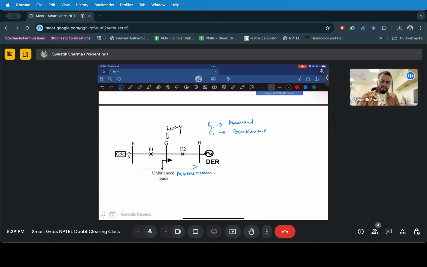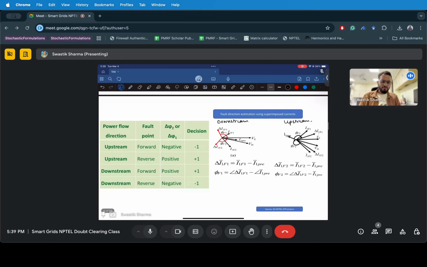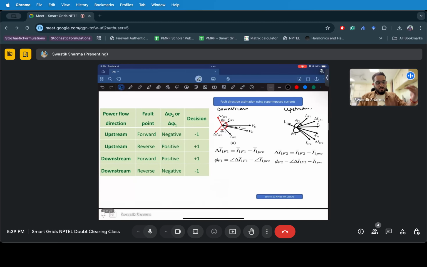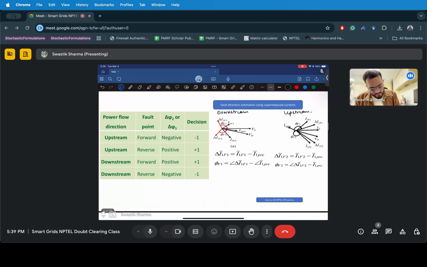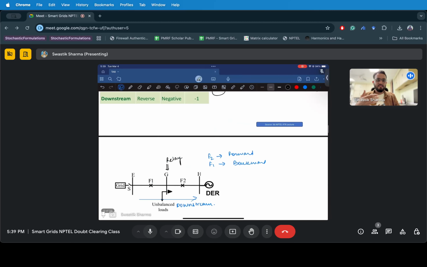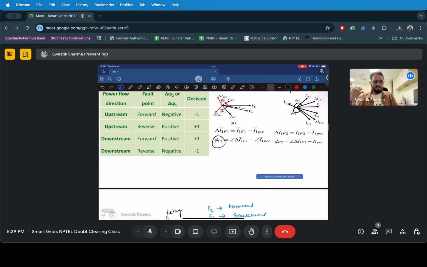But how does this translate to this value mathematically? Because relays can only do mathematical calculation, right? You can't tell them, okay, a fault has occurred over here or there. It has to be done mathematically. So what you do is you check this phi f1 value, and based on it, you check if it is leading or lagging. If it is leading, that means it's positive, and if it's positive, that means the fault point is in the reverse direction, right?